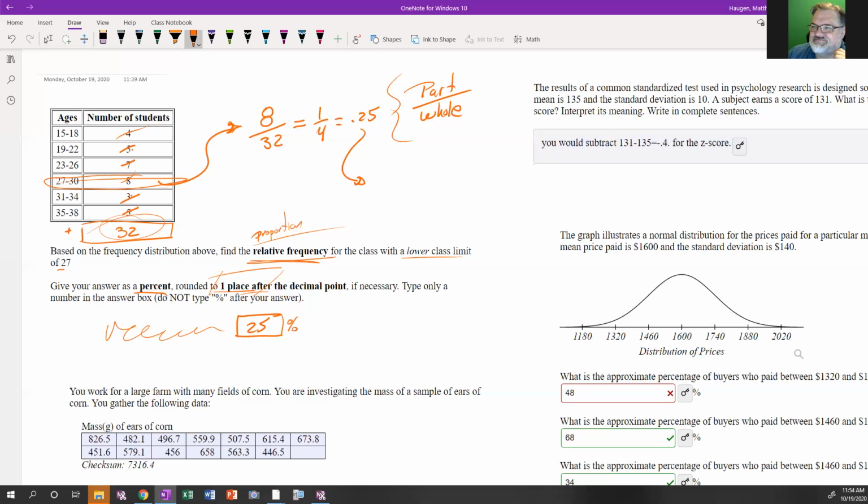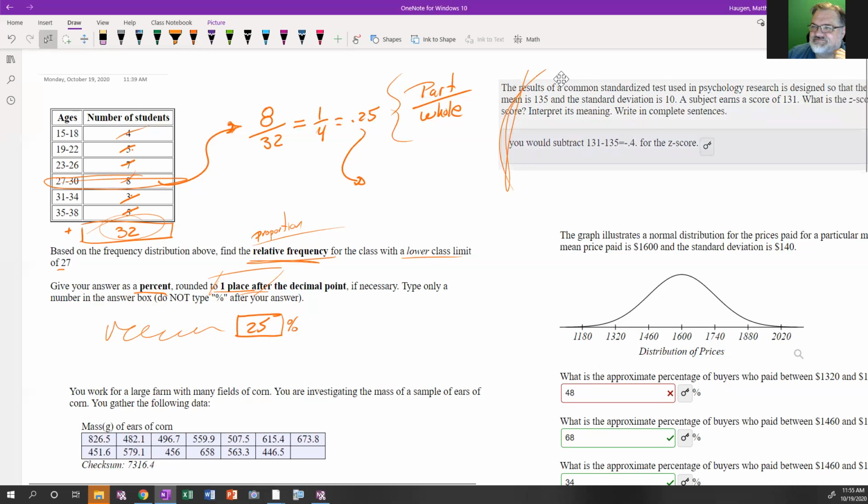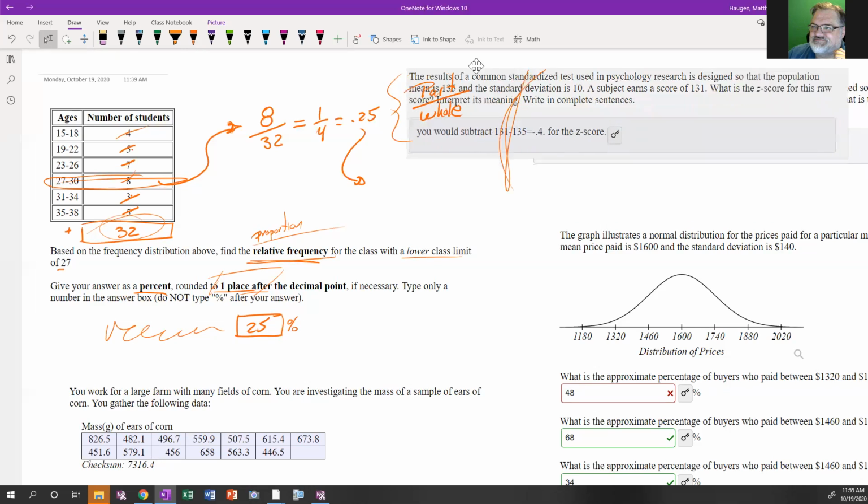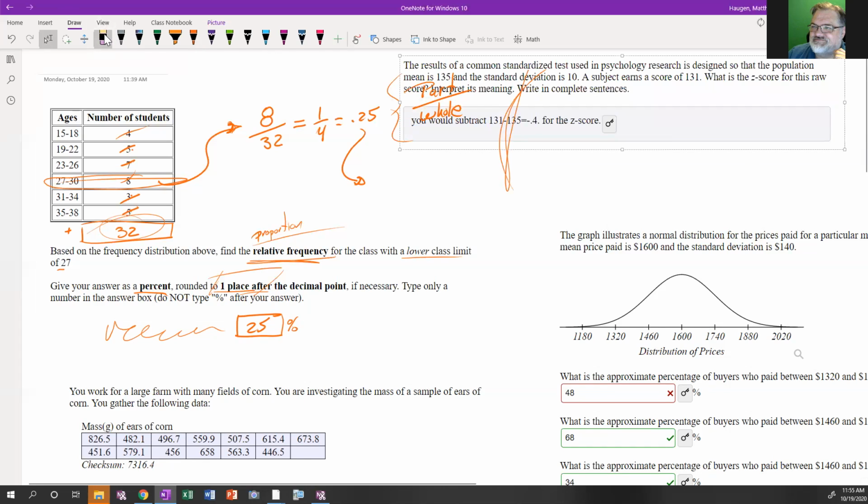The results of the case, I'm going to go over to the z-score question. Move that out here. Calculation wise, most people were okay with this. The results of a common standardized test used in psychology research in 2008 are designed so that the population mean is 135 for this particular question, with a standard deviation of 10. A subject earns that particular score.